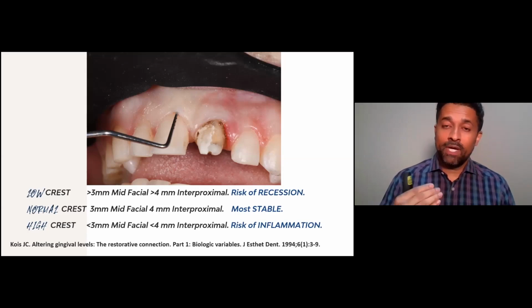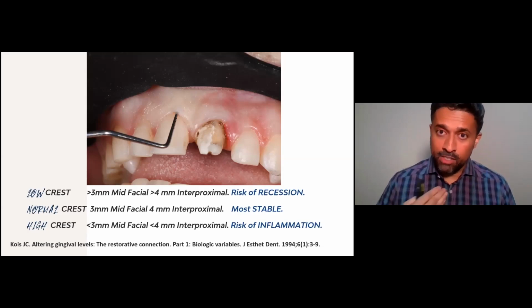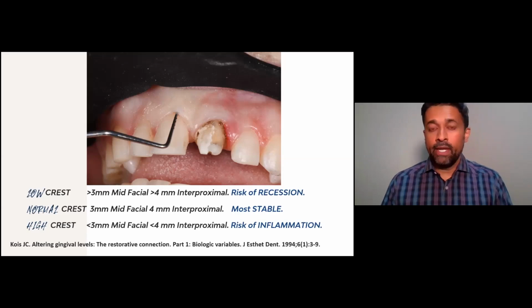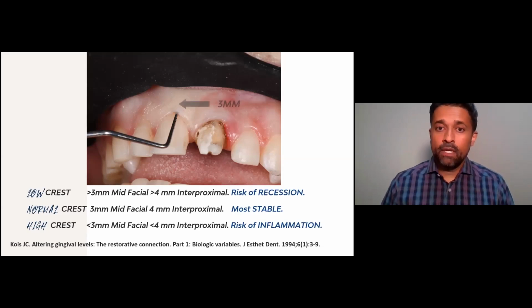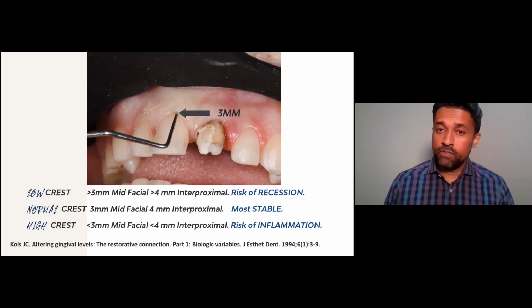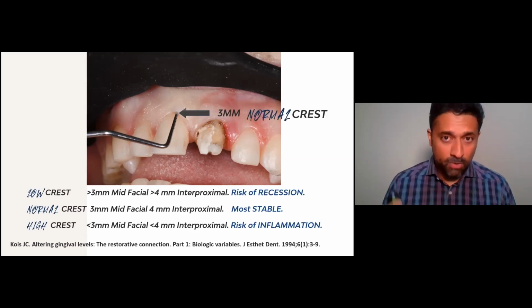You're at risk with the high crest patient to violate that biologic width, which we all know, and it can cause inflammation. So we did bone sounding for this patient. This is a photo you can see here, and you can see from this it's 3 millimeters, so we know she's a normal crest patient.